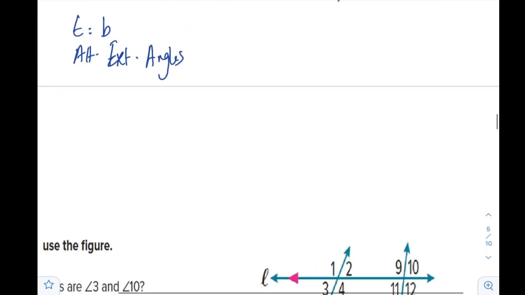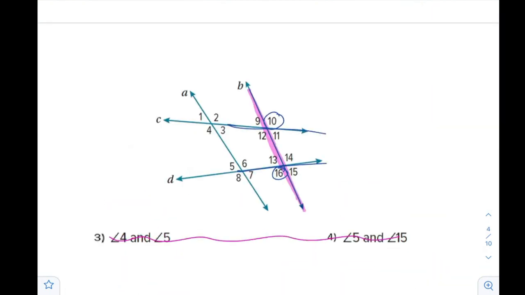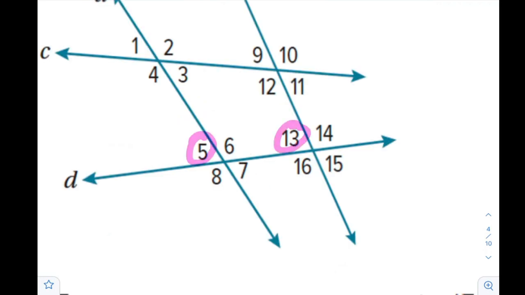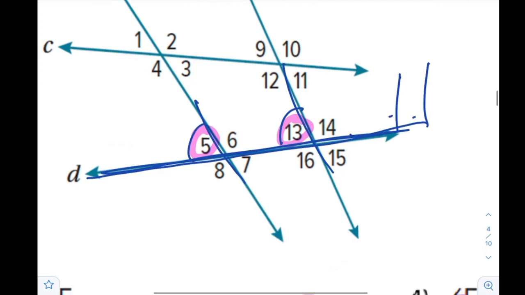Finally, angles 5 and 13. Let's see, 5 and 13, where are they? This is 5, and as you see, it's better to highlight the angles that you are talking about. This is 5 and 13. They are both lying on this transversal, which is D, and this transversal is cutting these lines, so they are posing like the letter F, as I have mentioned. So we call them corresponding angles, and the transversal is D.